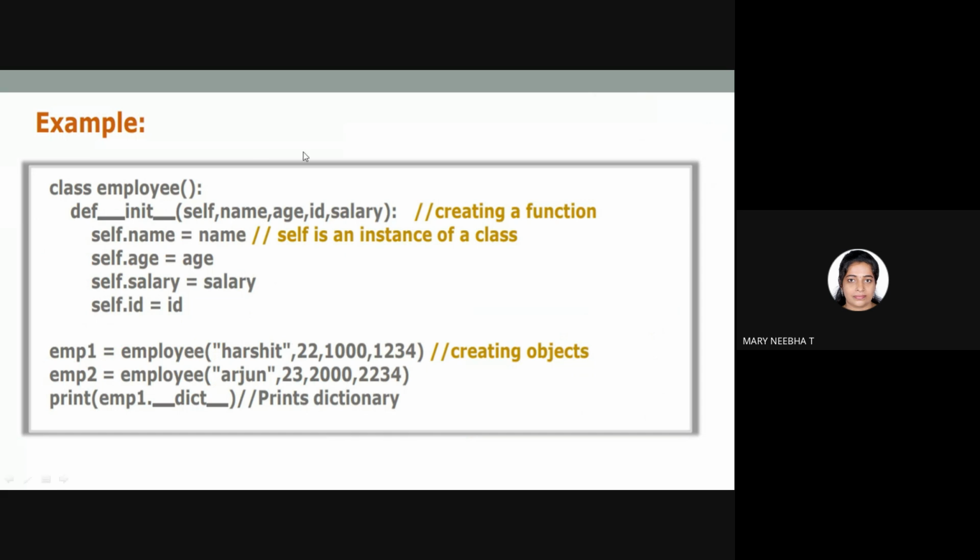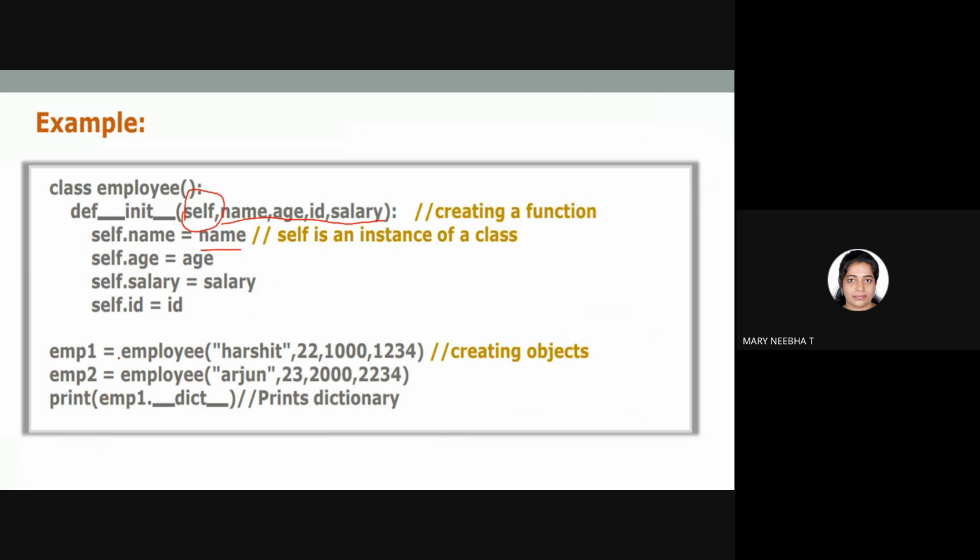Once again, these are the inputs we are giving: name, age, id, salary. That input is assigned to self dot name, age is assigned to self dot age, salary is assigned to self dot salary. This is actually a variable created for this constructor or initializer function. Everything we have assigned.